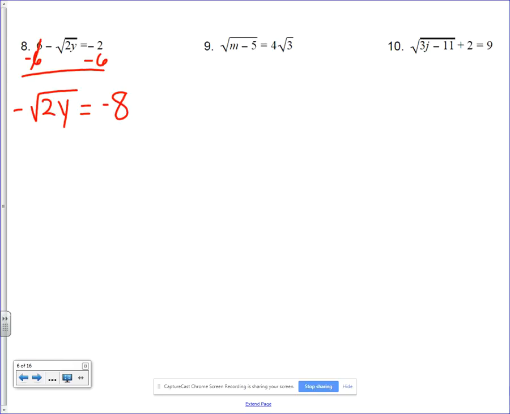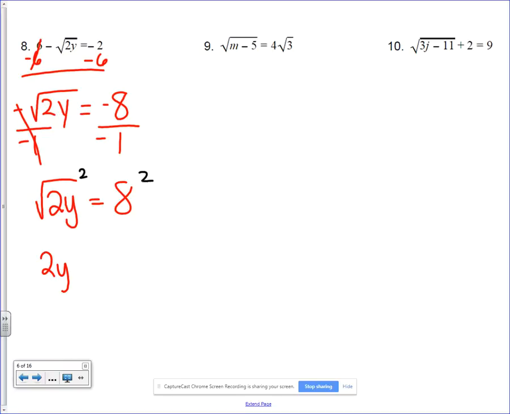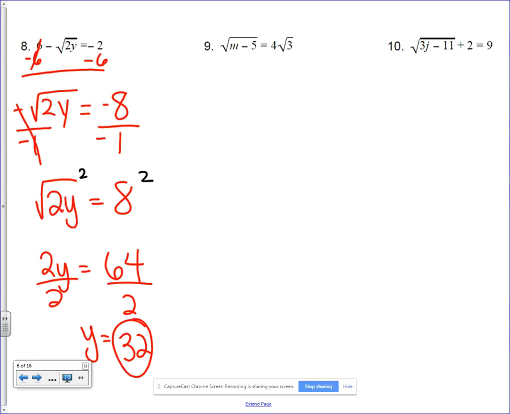Not square it yet. We got to divide by -1 to cancel out the negative symbol. Square root of 2y equals positive 8. Now we're going to square both sides. Okay. 32. You took the square root. We're only dividing it by 2. Guys, remember, dividing by 2 and square rooting it does not mean the same thing.